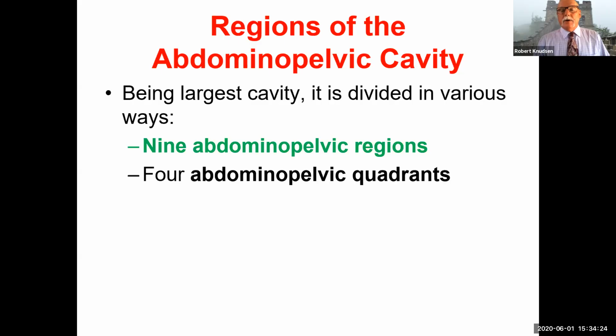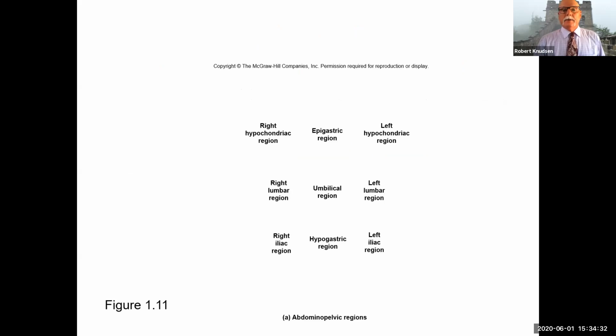See, I said there was four quadrants. You don't have to do that. I put it in black. I don't want you to know that. I mean, I'd like you to know it, but I'm not going to test you on it. I'm going to test you on the green.